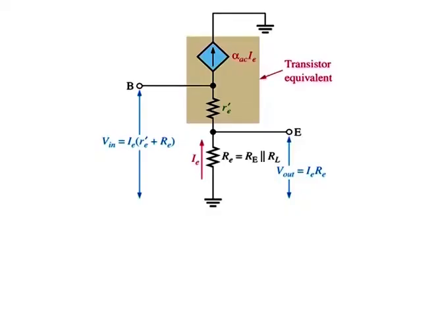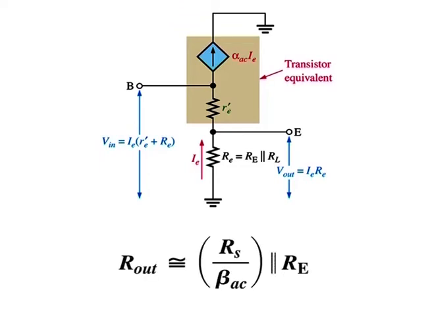Output resistance. With the load removed, the output resistance looking into the emitter of the emitter follower is approximately as follows. Rout is equal to Rs over beta AC in parallel with RE. Rs is the resistance of the input source. The output resistance is very low, making the emitter follower useful for driving low resistance loads.